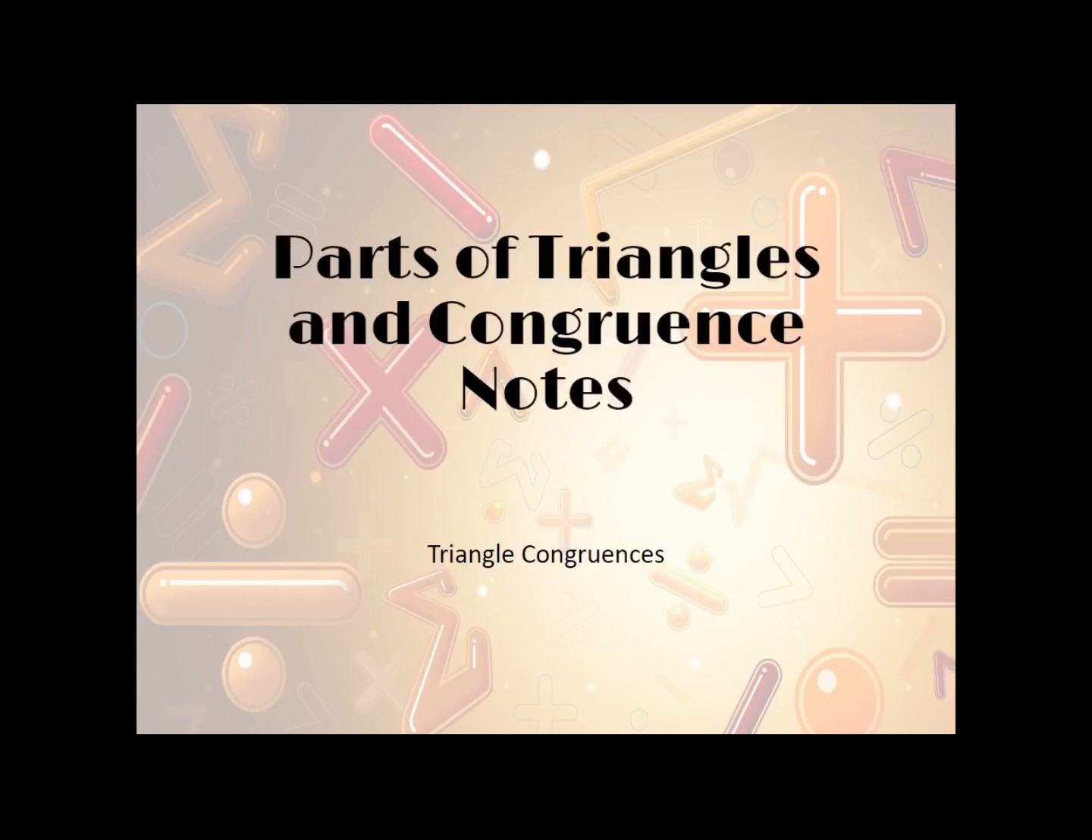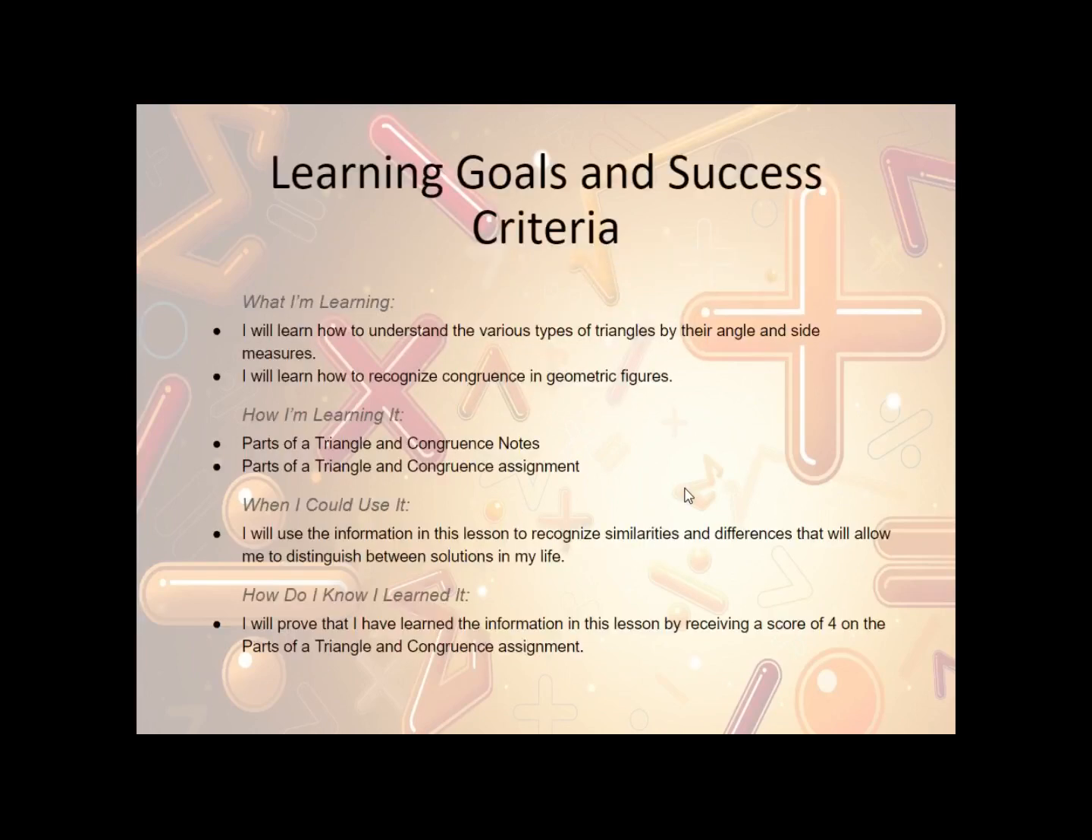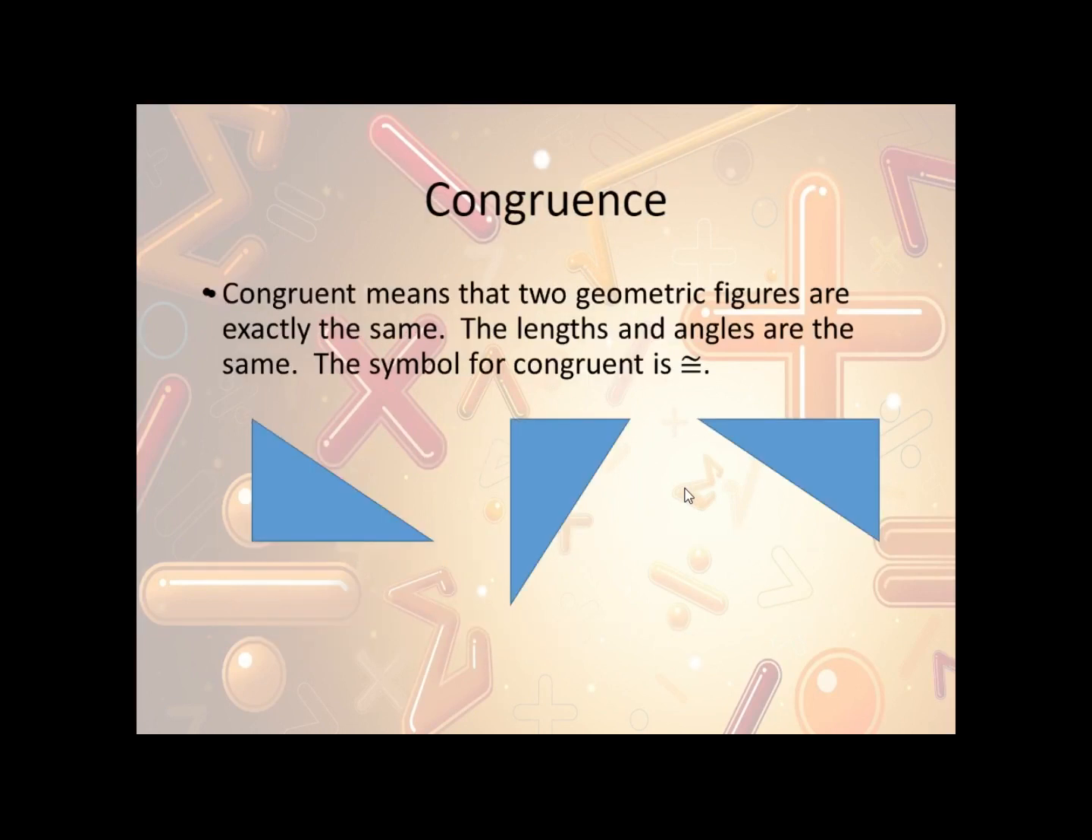Let's take a look now at the parts of triangles and congruence notes. The notes begin with the learning goals and success criteria. Now, what is congruence? Congruent means that two geometric figures are exactly the same, meaning that the lengths and the angles are the same. The symbol for congruent is this equal sign with the squiggly on it.